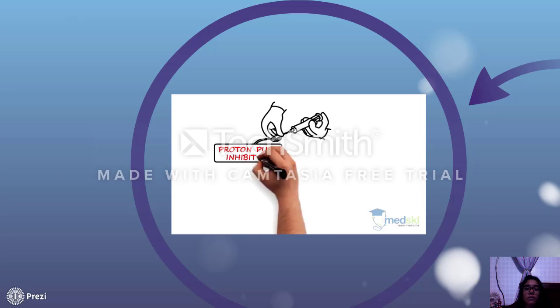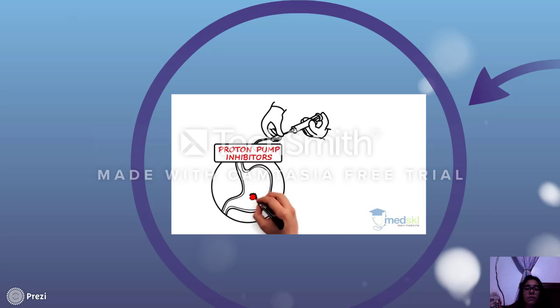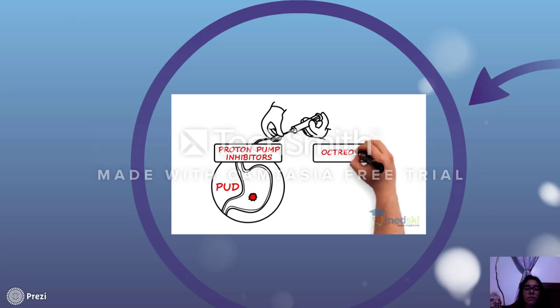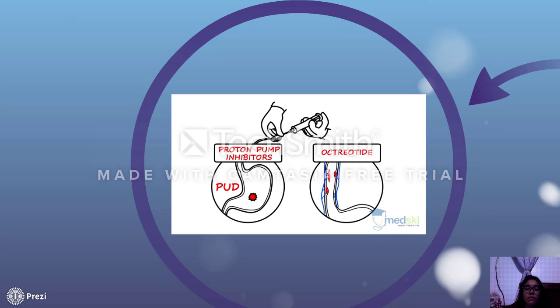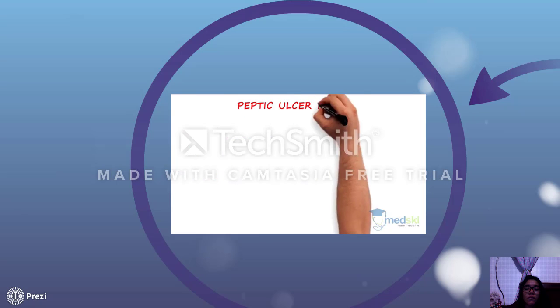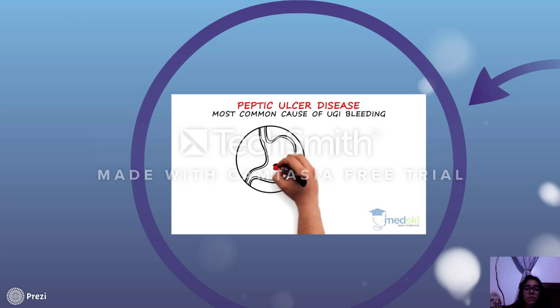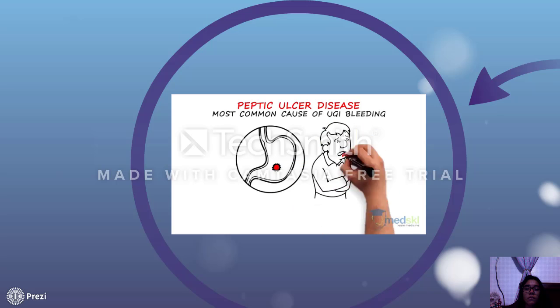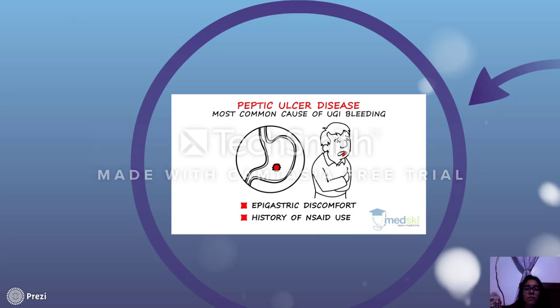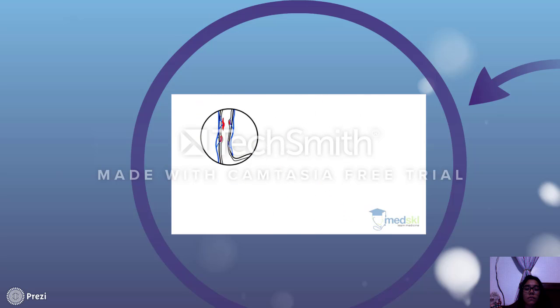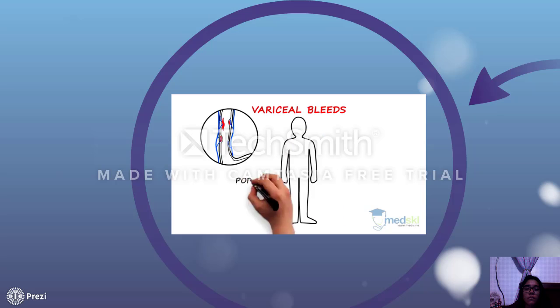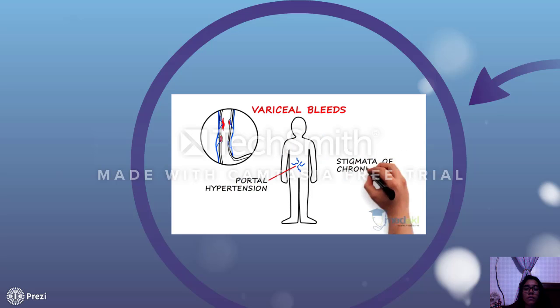Intravenous proton pump inhibitors are started if peptic ulcer disease is suspected. IV octreotide is used for variceal bleeds. Peptic ulcer disease is the most common cause of upper GI bleeding. Think about PUD in a patient with epigastric discomfort and a history of NSAID use. Think about variceal bleeds in a patient with portal hypertension and stigmata of chronic liver disease.